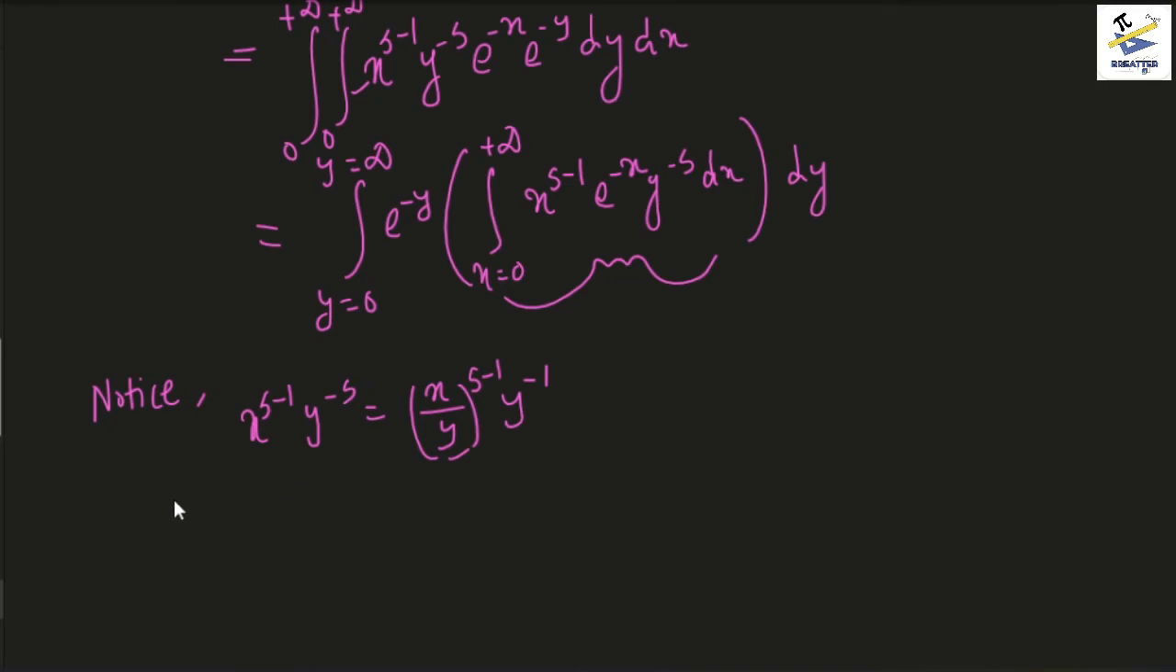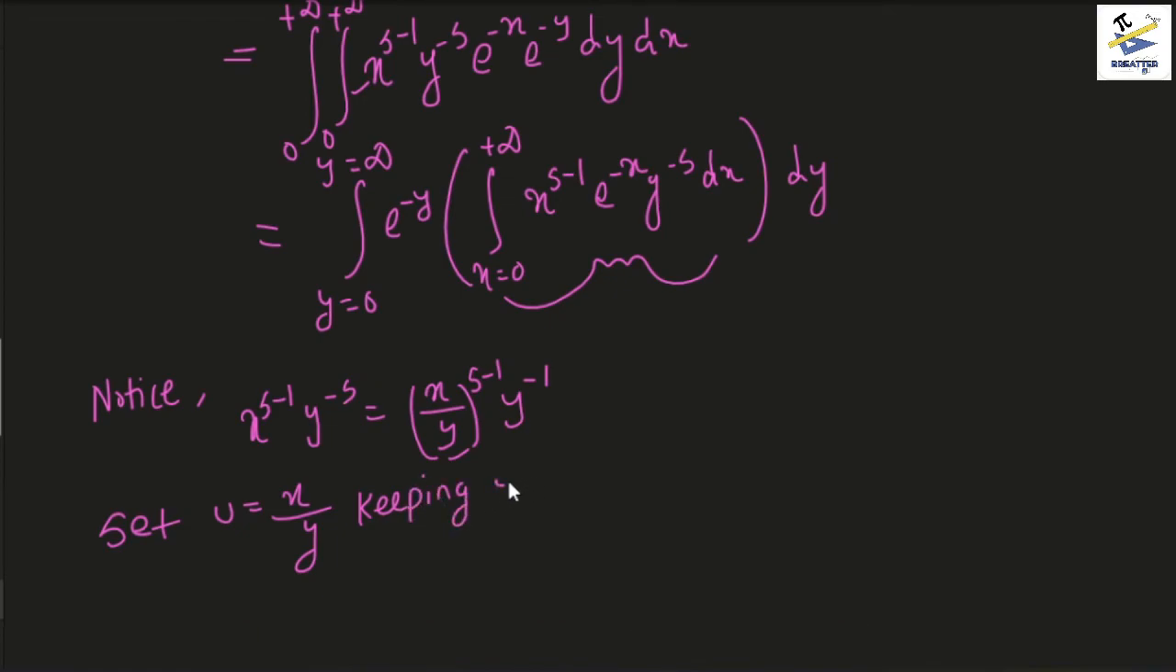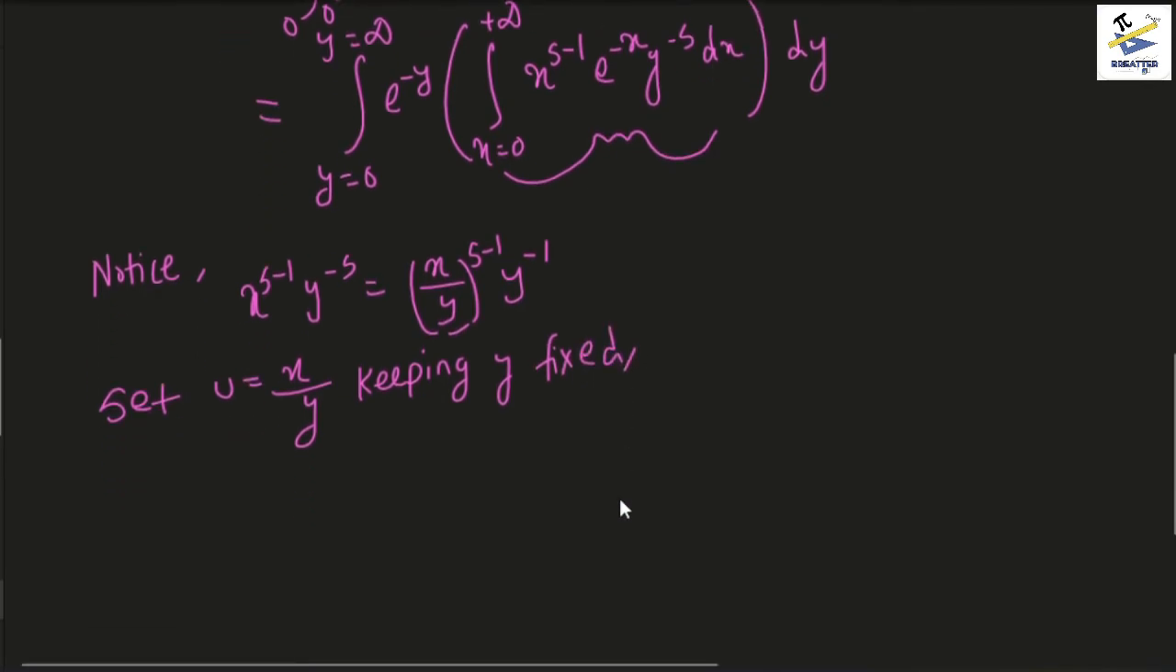So it seems that x by y could actually be a good change of variables if we could. So set u equals x by y, keeping y fixed, and this would give us du equals dx by y, and what we will get here is basically this.